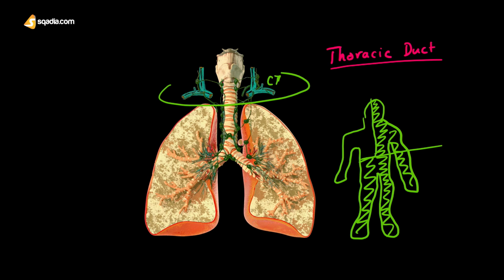The right lymphatic duct, however, it is the one that drains lymph from above the diaphragm on the right half of the body. And the right lymphatic duct, as it comes from inside the thoracic cavity, it moves up and travels in and drains straight into the junction between the right internal jugular vein and the right subclavian vein at the level of the superior thoracic aperture, also at the level of C7.